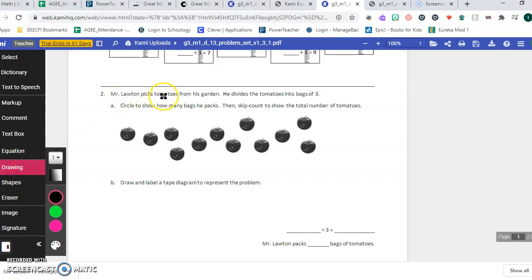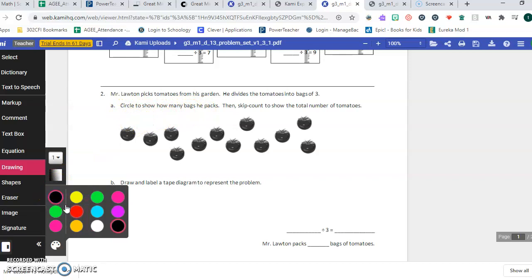Mr. Lawton picks tomatoes from his garden. Okay, we understand that. We can visualize that. He divides the tomatoes into bags of 3. Okay, we can visualize that. So each bag has 3 tomatoes in it. Circle to show how many bags he packs.